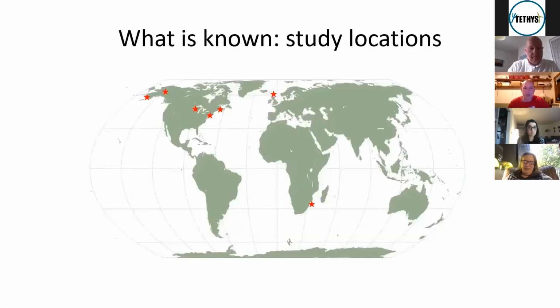Some of the general results that I'll talk about today come from a variety of places. I've added stars to this global map to show where field studies have taken place. These stars don't indicate where flume or laboratory studies have taken place, and I may have missed studies as well. If there's a missing star here, please feel free to let me know at the end so I'm up to date on what's going on.